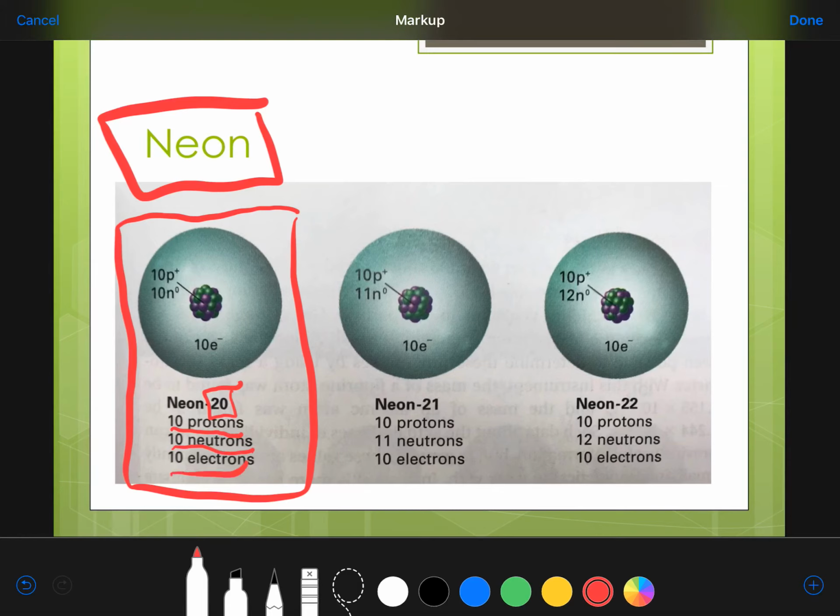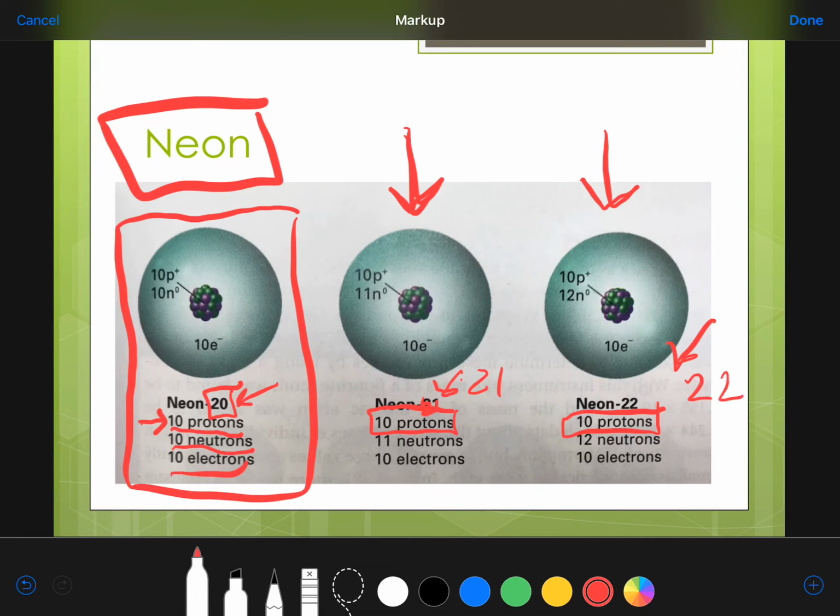Okay, so now with an isotope, the number of protons stays the same. Here are 2 isotopes of neon. And if you notice, the protons don't change. They stay 10 protons. However, the mass changes. You notice it's no longer neon 20. This isotope is neon 21, and this isotope is neon 22.